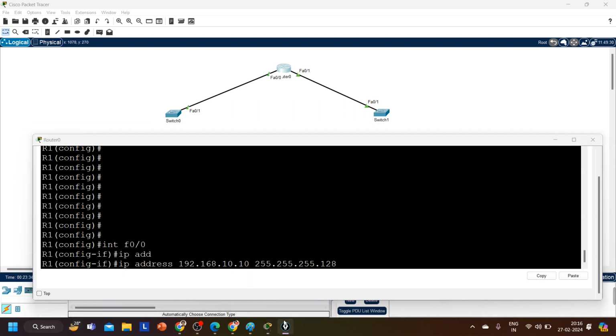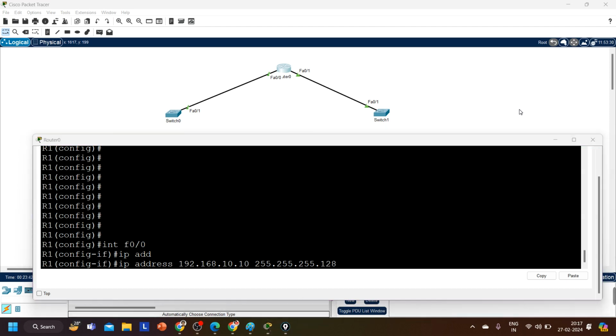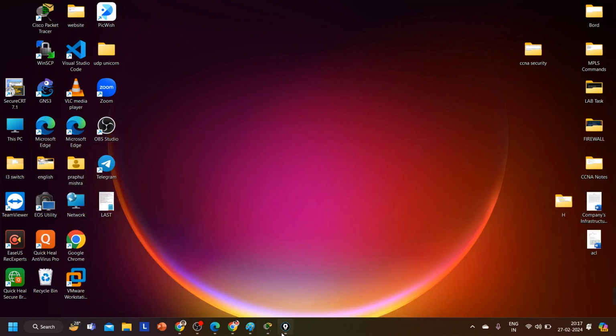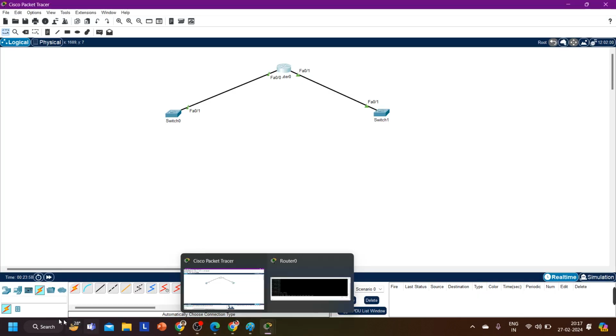that means how many host bits have you converted into network bits? 1 bit. Yes, 1 bit. That means how many networks are there? 2 networks are there. Now tell me the network ID of the first network. 0, and another is 128.